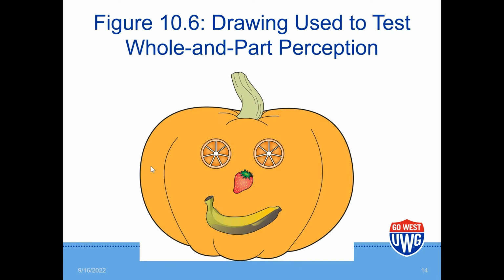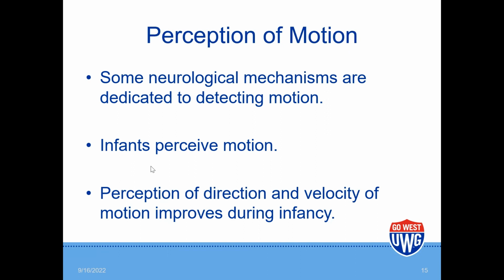So here's an example of one way we can look at part versus whole perception in the mind. When you look at this, you should see the pumpkin or a jack-o'-lantern, but when you really break it down and look more acutely, you should see the eyes are made of oranges, the nose of strawberries, the mouth is a banana, things like that.